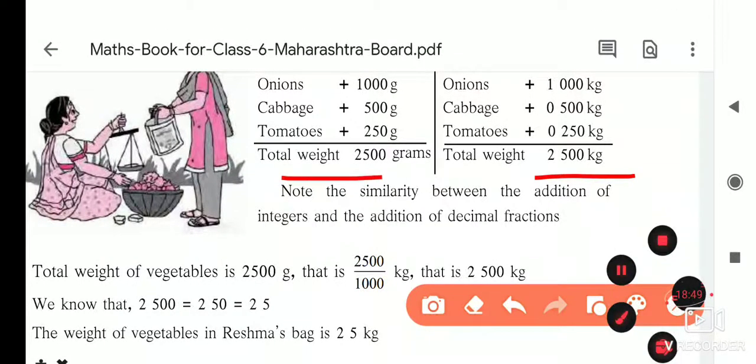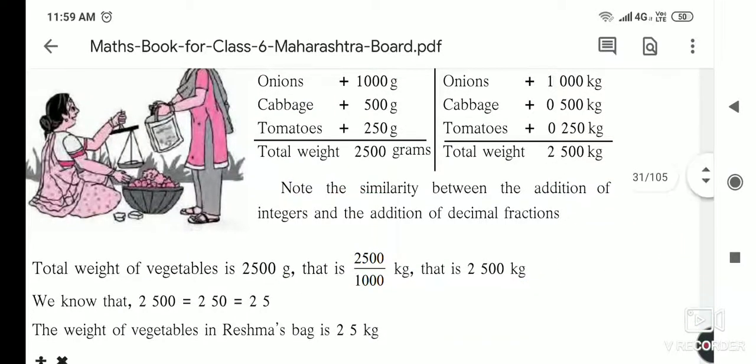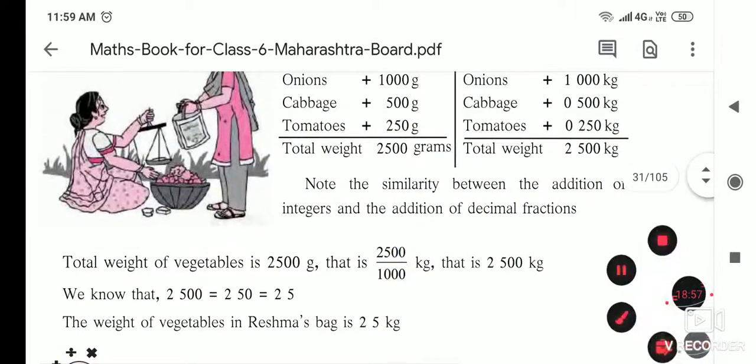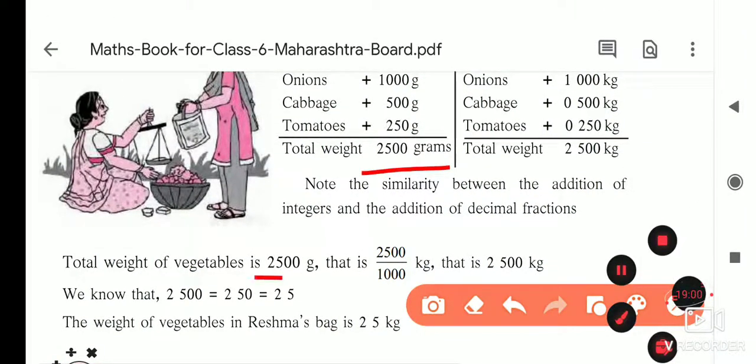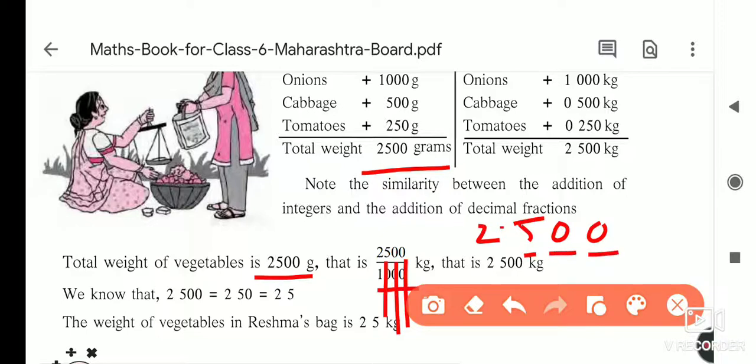This is the decimal fraction. Here they forgot, printing mistake, the point is not provided. So if you do the addition, weight of vegetables is equal to 2500 grams. So 2500 grams is the weight, that is 2500 upon 1000 kg. How to write this? On 1000 how many zeros are there, 1, 2 and 3 zeros are there. So from the back side leave 3 places, 1, 2 and 3, and then give your point. So 2.500 kg is its answer.